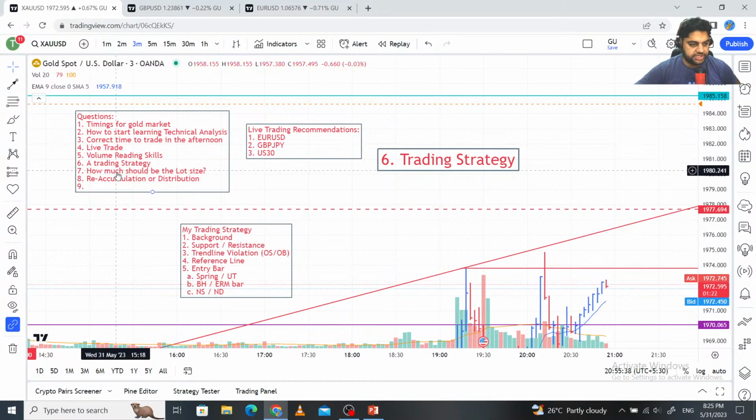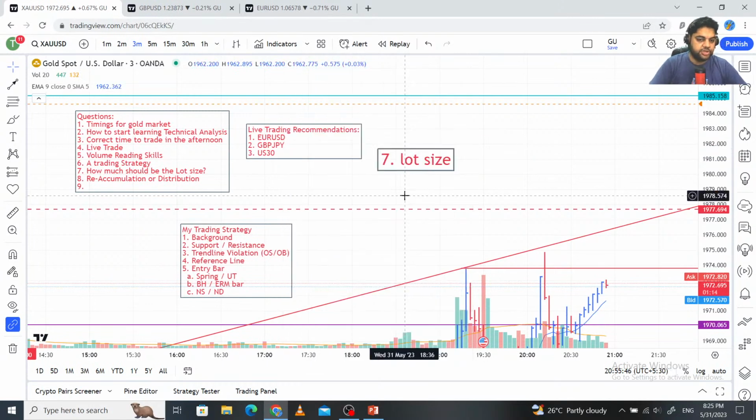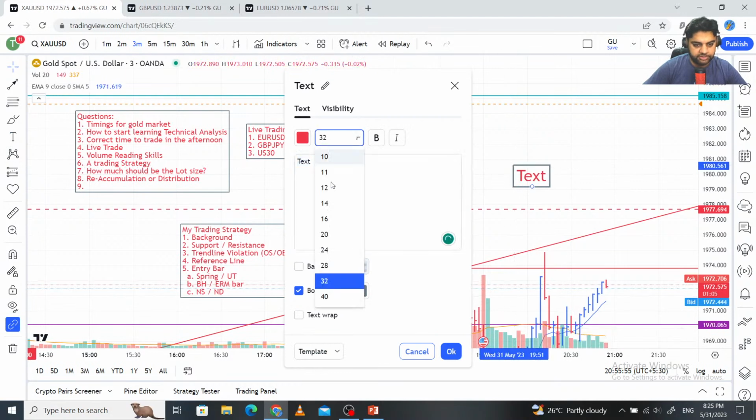All right, so next question. How much should be the lot size? So guys, your lot size depends on the size of your account, of course. I will give you a rough idea about this.